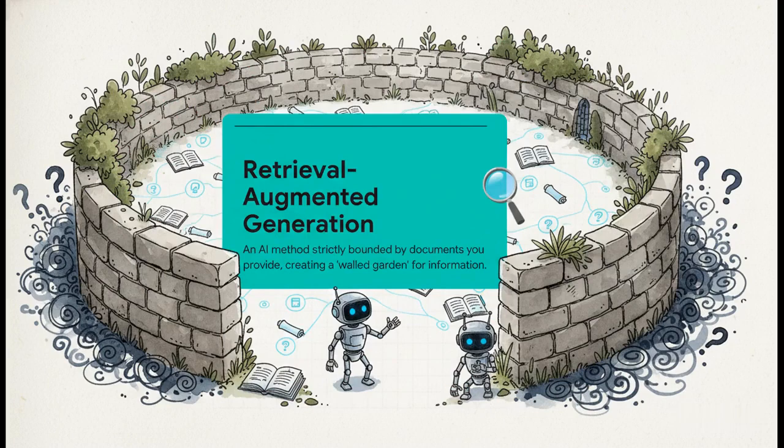Now, the analogy here is perfect. Think of it like a walled garden. The AI physically cannot go wander off onto the public internet to find an answer. It is locked inside with only the sources you've given it. This means every single thing it says can be traced right back to a sentence in one of your documents.